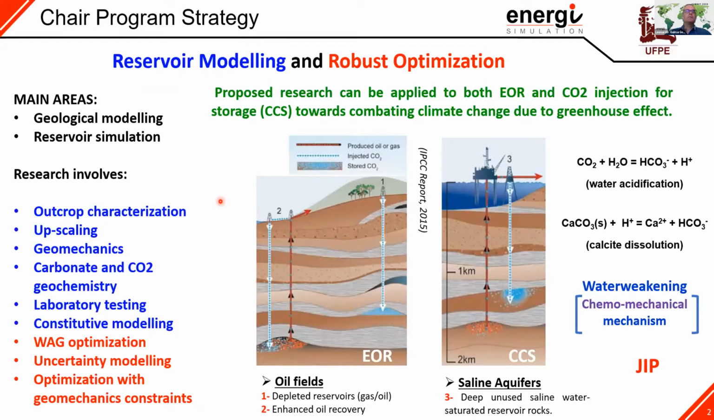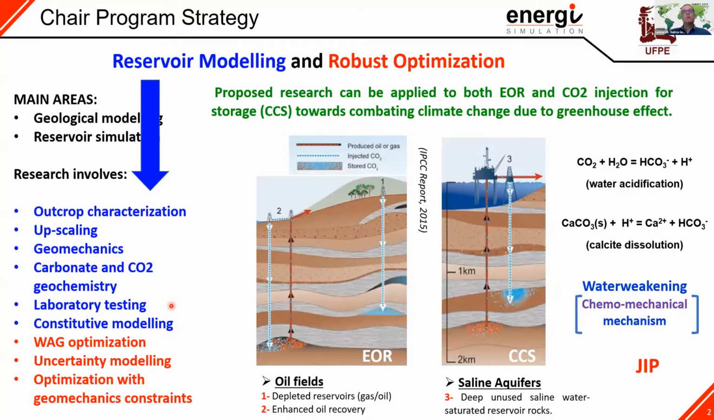I would like to show a few slides on our chair program strategy. We are working in reservoir modeling and robust optimization. The main areas that we consider are geological modeling and reservoir simulation. We have in our research program elements of these two disciplines. The proposed research can be applied for both EOR and CO2 injection for storage in CCS projects. Reservoir modeling includes elements of outcrop characterization, upscaling, geomechanics, carbonate CO2 geochemistry, and laboratory testing. We have a rock mechanics lab dedicated to carbonate rocks, and based on the results from these labs, we try to build constitutive modeling for numerical analysis.